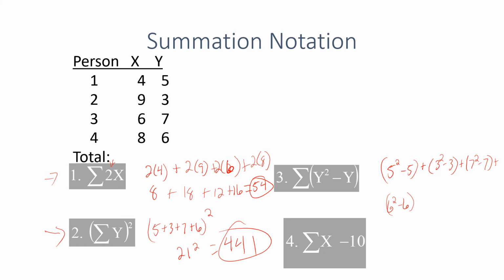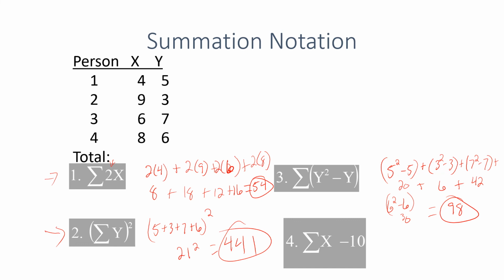So what do we got here? 20 plus 6 plus 42 plus 30. We get a final answer of 98. And then the final one, number 4, take a second to pause it.